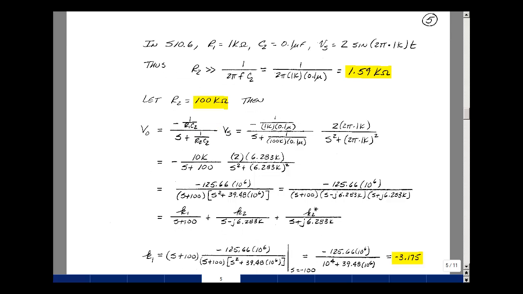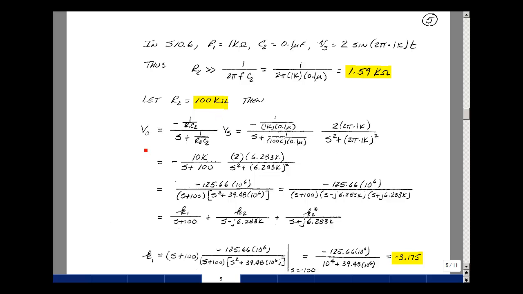In supplemental problem 10.6, we had that R1 was 1K, C2 was 0.1 microfarad, and V sub s was a 2-volt sine wave at 1 kilohertz. Now for our modified circuit still to be an integrator, we have to have that omega is much, much greater than 1 over R2C2. So we could then pick R2 so that's true. R2 would need to be much, much greater than 1 over 2 pi f C2, and that's going to be 2 pi times 1K and 0.1 microfarad. That turns out to be 1.59 k ohms. So let's pick R2 much greater than that, say 100K.